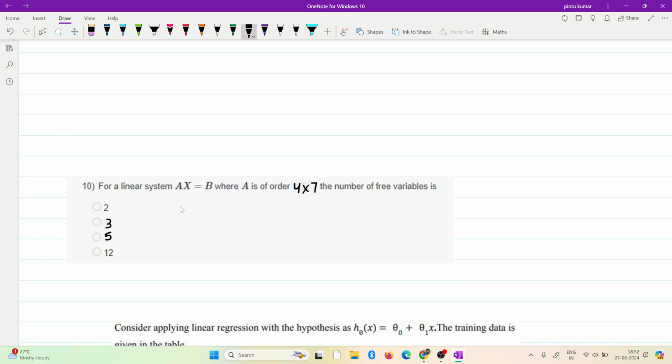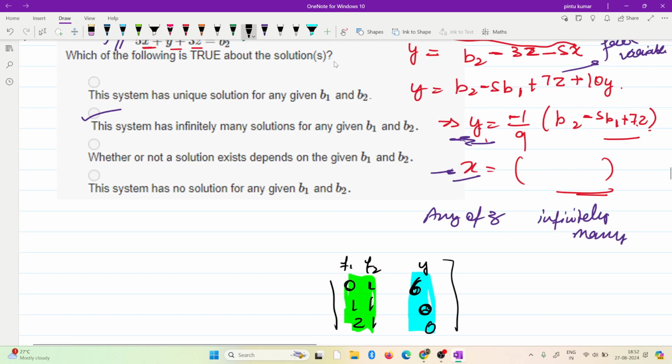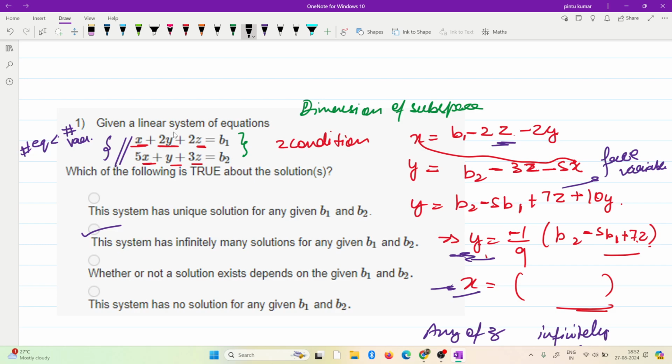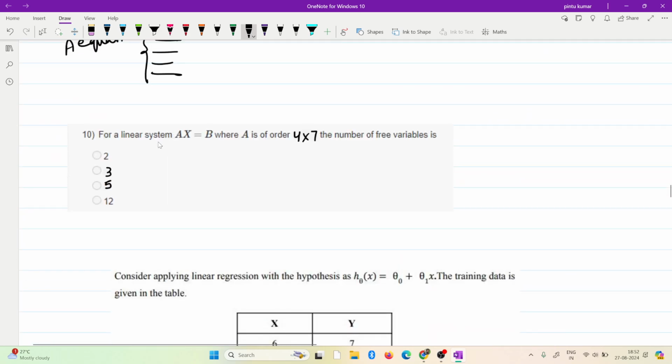Okay. So this question says, for a linear system Ax is equal to B, A has order 4 cross 7, how many free variables are there? If A is 4 cross 7, it has 4 rows. Each row corresponds to an equation, and it has 7 columns, and each column corresponds to a variable, right? So we saw in the previous two PDFs examples, if your number of equations is less than the number of variables, then you have some free variables. How many variables are free is given by 7 minus 4, which is 3.